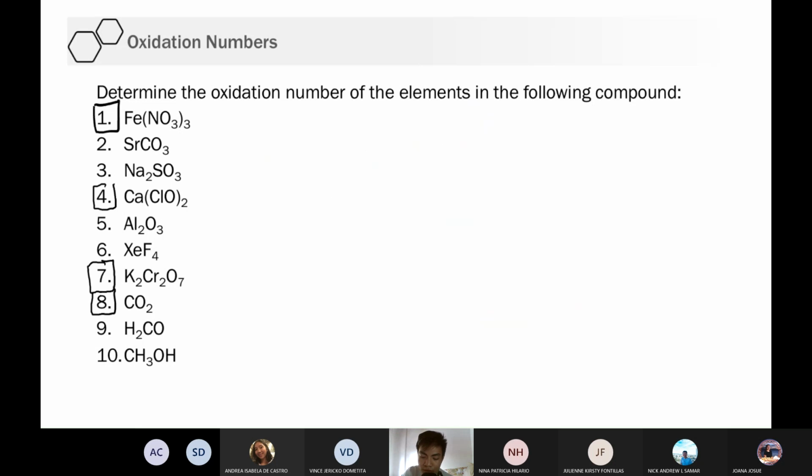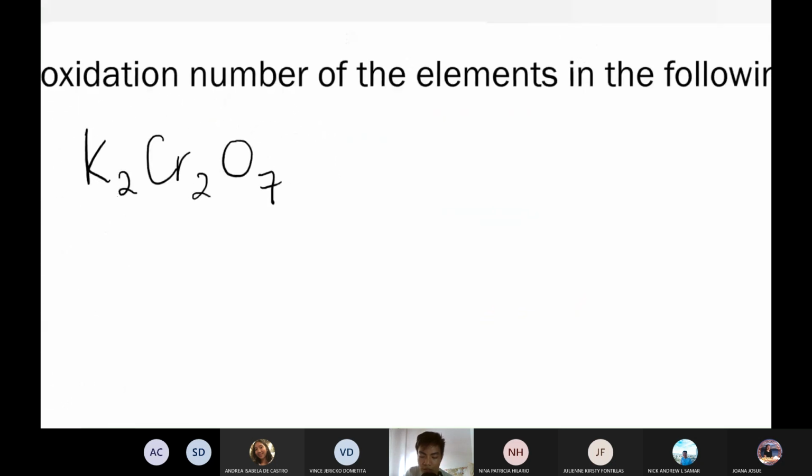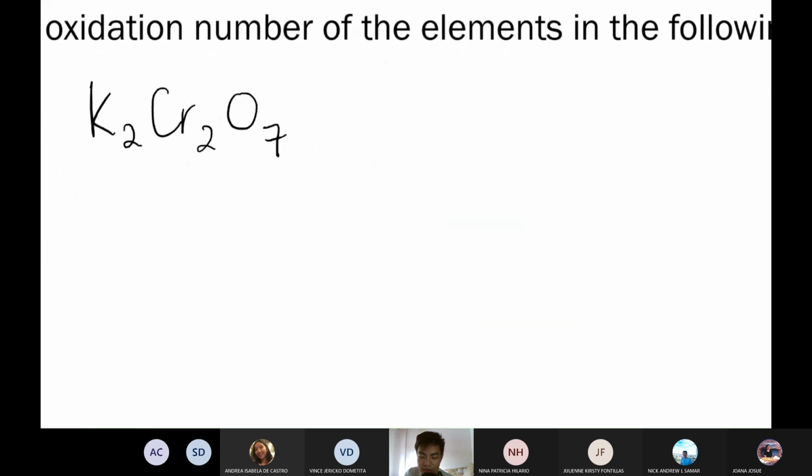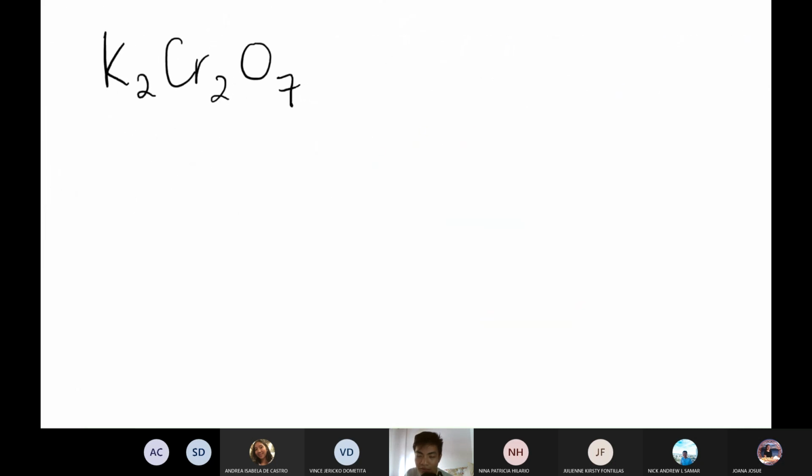We have K2Cr2O7, which is potassium dichromate. Ito ay kulay orange. And this is toxic. This can cause cancer. Pero cute yan. Kulay orange siya. Para siyang Tang. Parang yung kulay ng Tang. Ganun na ganun yung kulay niya. Kaya pag di mo talaga alam yung mga chemicals, pwede ka madali. Okay. So this is a very bright orange powder kasi.